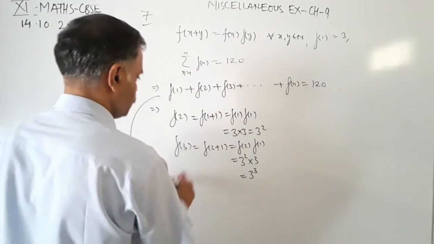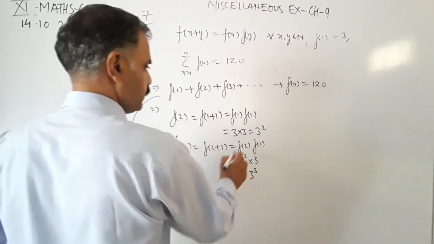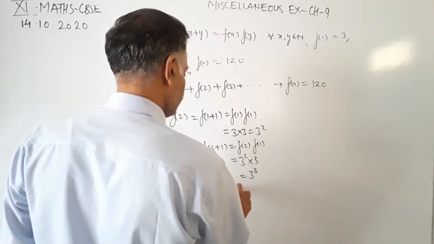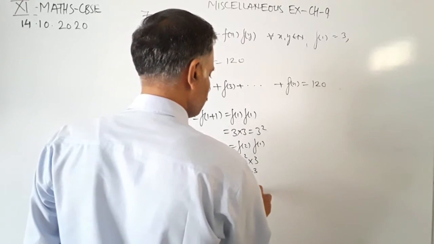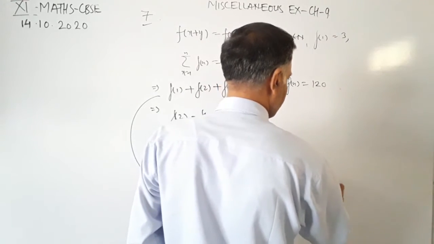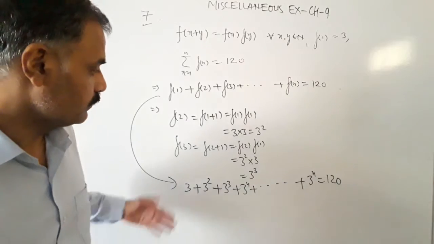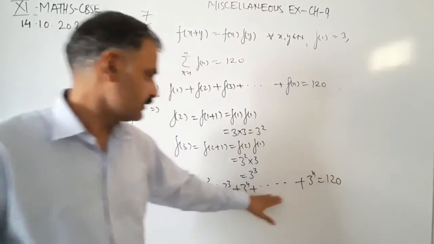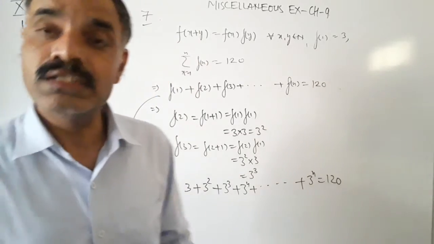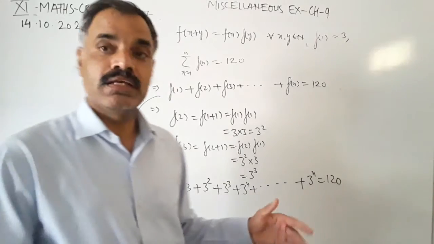Now from this, function 1 is equal to 3, function 2 is equal to 3 square, function 3 is equal to 3 raised to the power 3, plus 3 raised to the power 4, plus and so on. Function n is equal to 3 raised to the power n, equal to 120. Now you can see that this series is a geometrical progression. This progression is a GP, so we solve it like a GP.